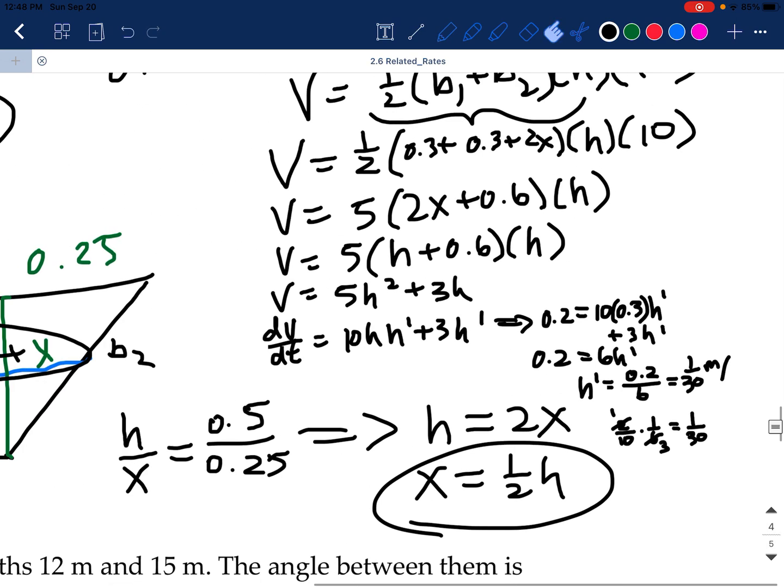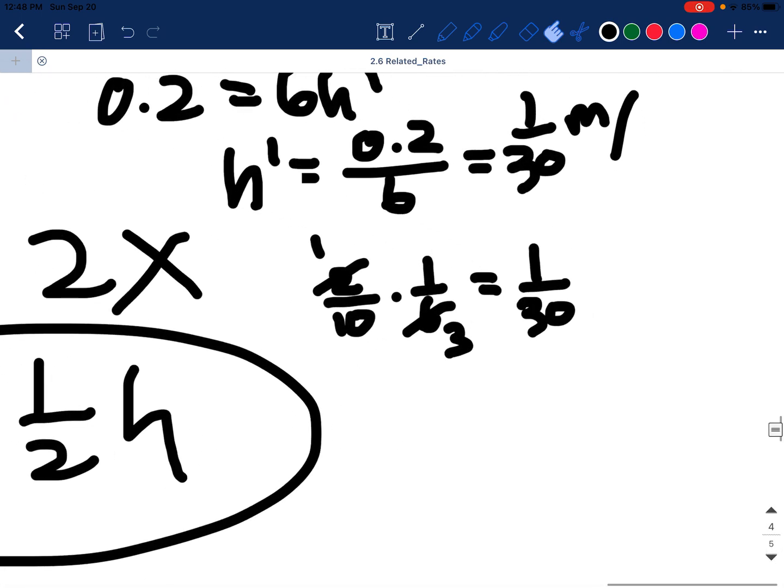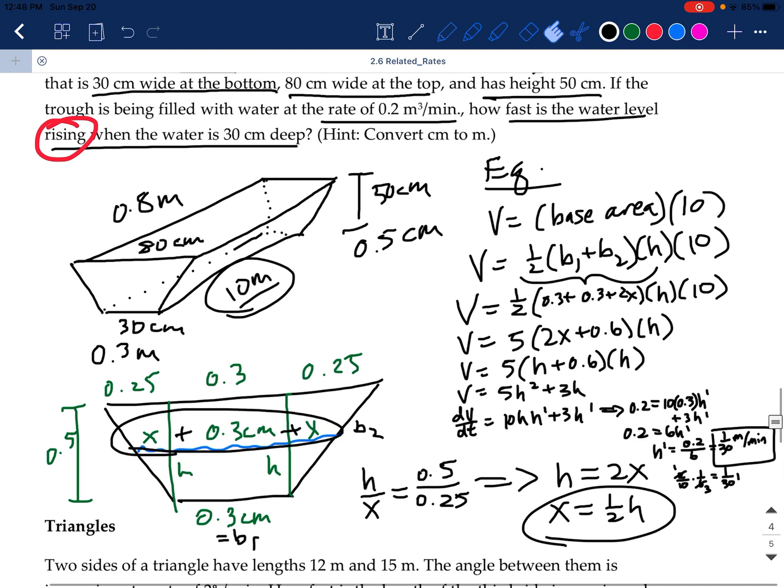So 1 over 30 meters per minute. Let's check our units. Yes, per minute. All right, so our answer is going to be 1 over 30 meters per minute. I kind of had to squeeze it in on the right there, but clearly the height is changing at a very slow rate in terms of meters, because if it's 10 meters long and it's only 50 centimeters high, you're still going to have to put in quite a bit of water in order for that height to change.